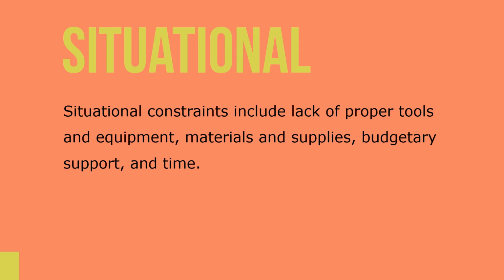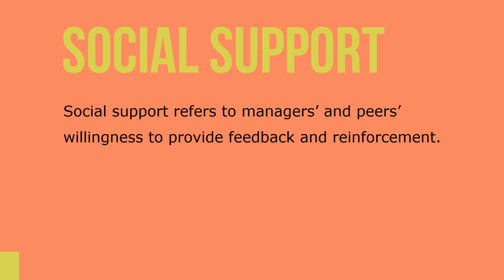Situational constraints include lack of proper tools and equipment, materials and supplies, budgetary support, and time. Social support refers to managers' and peers' willingness to provide feedback and reinforcement. If an employee has the knowledge, skills, abilities, and behavior needed to perform, but does not have the proper tools and equipment needed, their performance will be inadequate.